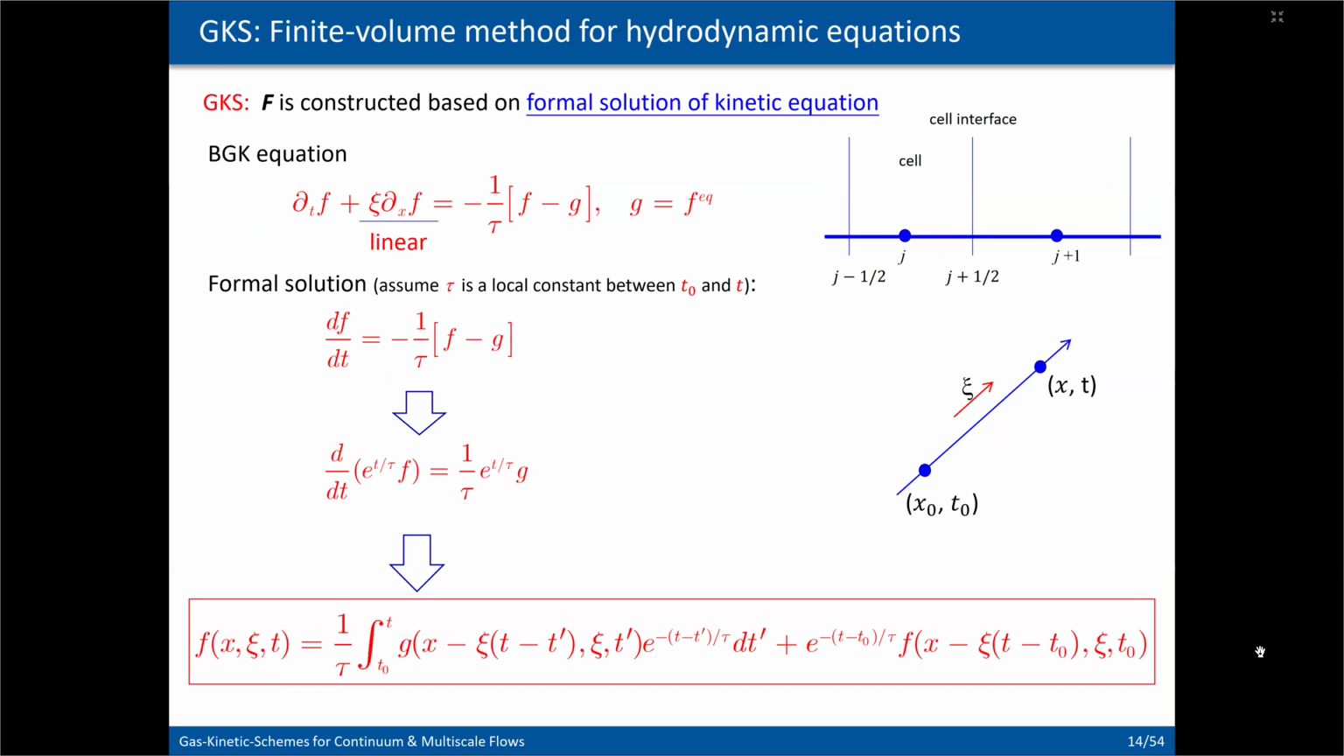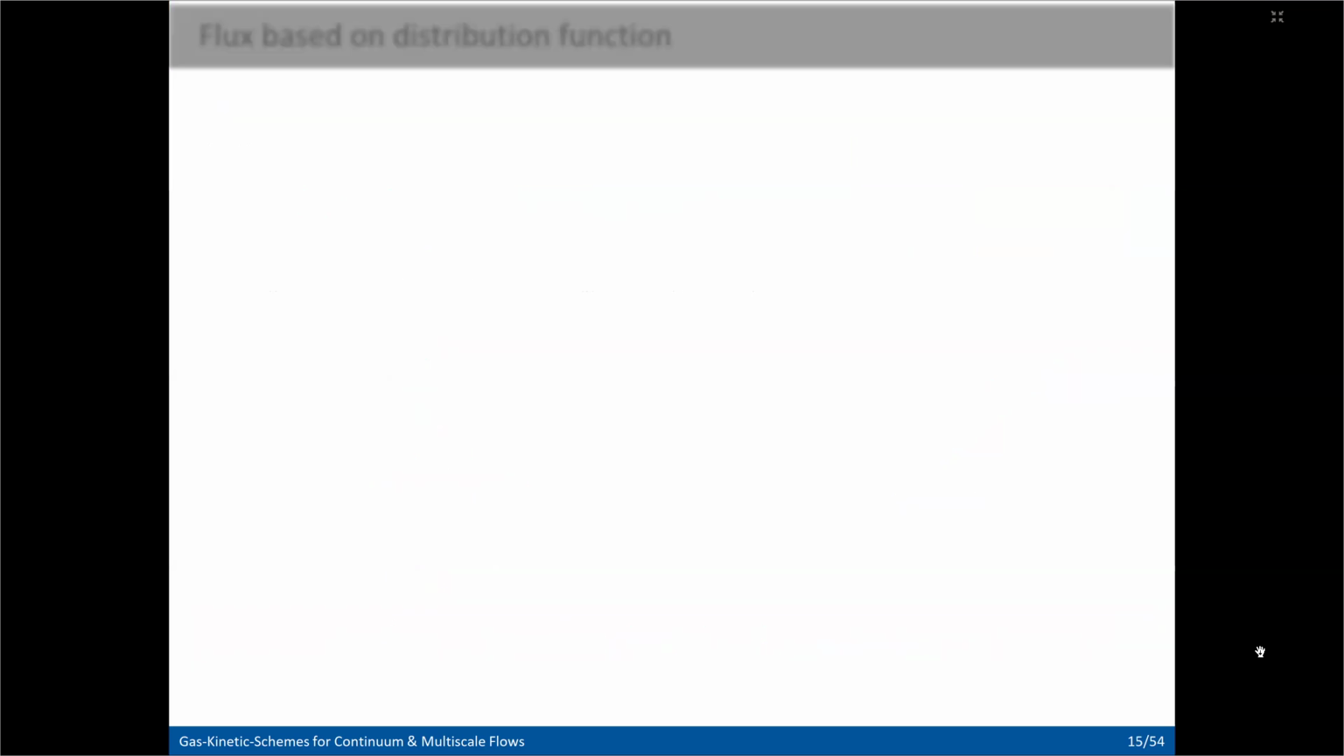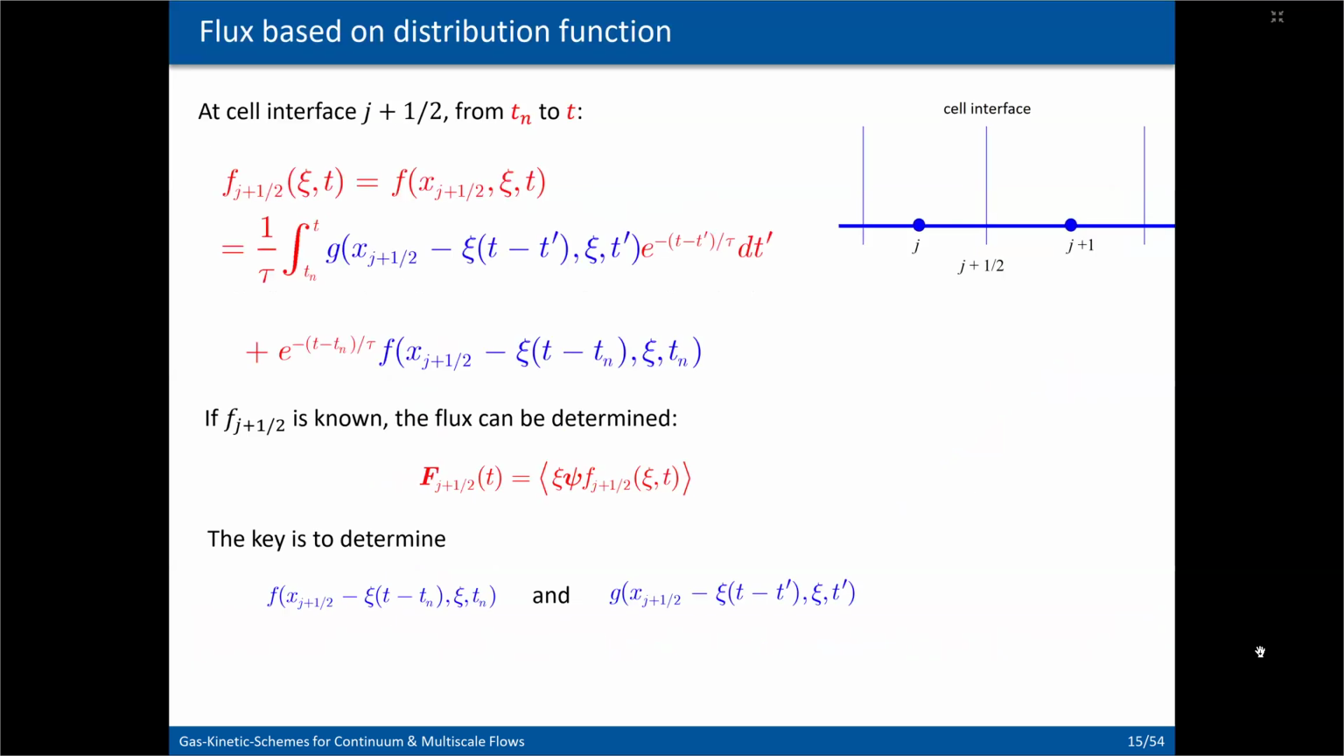We can see that the integral solution actually includes two parts. The first part is the equilibrium distribution at every point and any time along the characteristic line. And the second part is just the distribution function at the starting point. With this information, we can obtain the distribution function at the cell interface. It also includes these two parts. So now the key is how to obtain the distribution function at the cell interface.